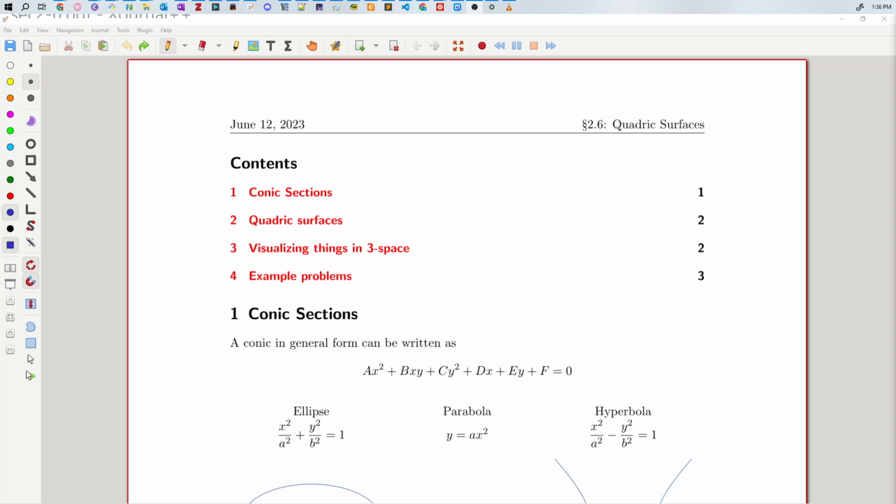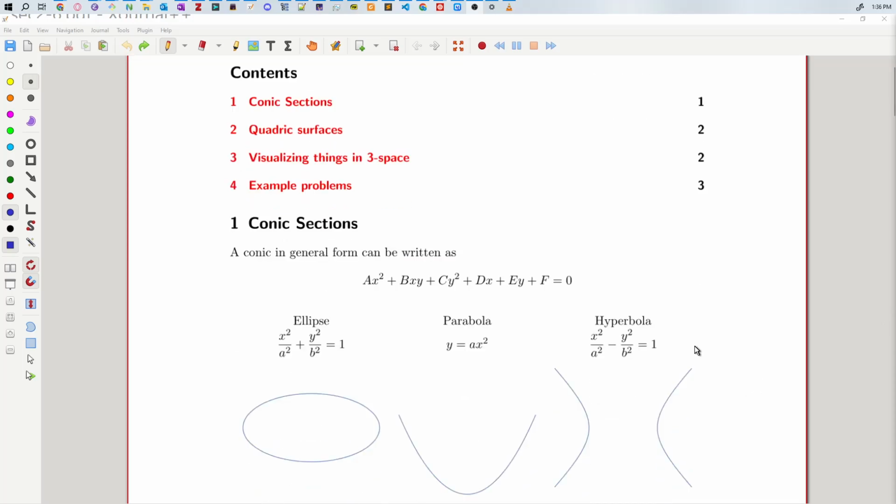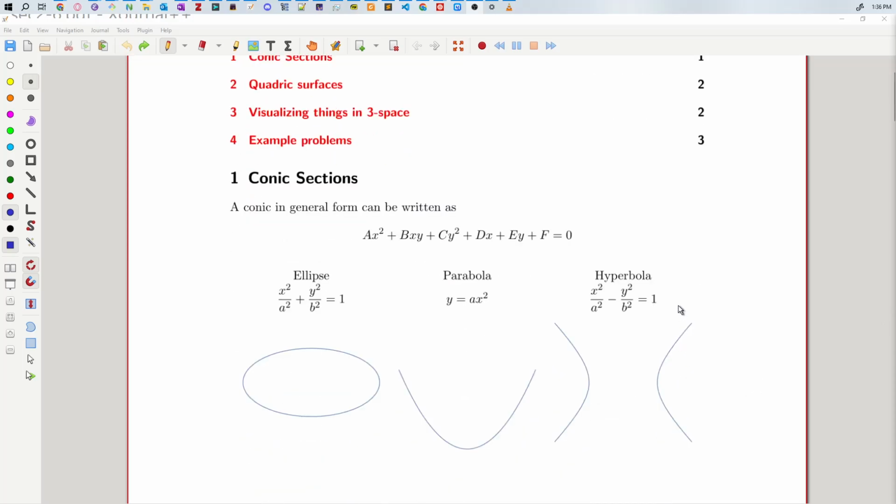In this video, we'll be talking about quadric surfaces. I wanted to begin by mentioning their two-dimensional analog, which are these conic sections. First of all, conic sections can be written in this general form, although this is a bit harder to identify what the conic section is. You'll more commonly see them in one of these three forms, where you have fractions, like so. A and B actually have meaning for both the ellipse and the hyperbola.